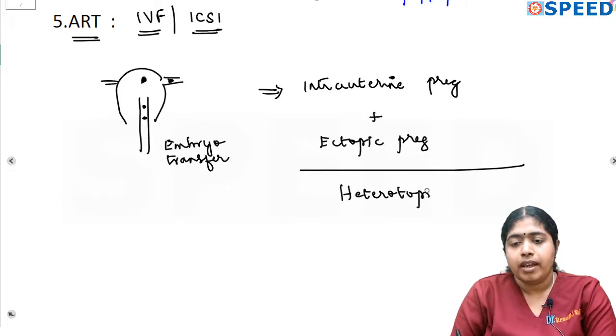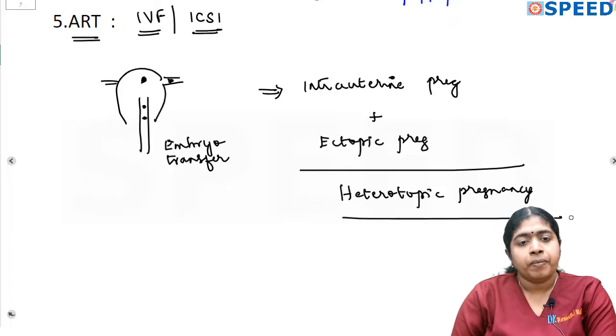Now this is called a heterotopic pregnancy, especially as the incidence of infertility is on the rise. As the incidence of all these procedures is on the rise, the incidence of heterotopic pregnancy is also on the rise. I hope you understand. So these are the classical risk factors: your PID, surgery on the tube, smoking, ART, contraception and all this.